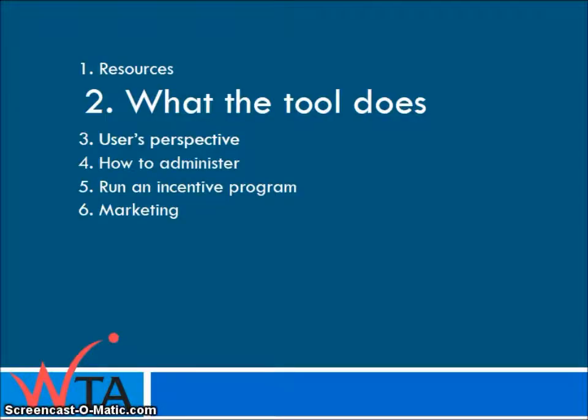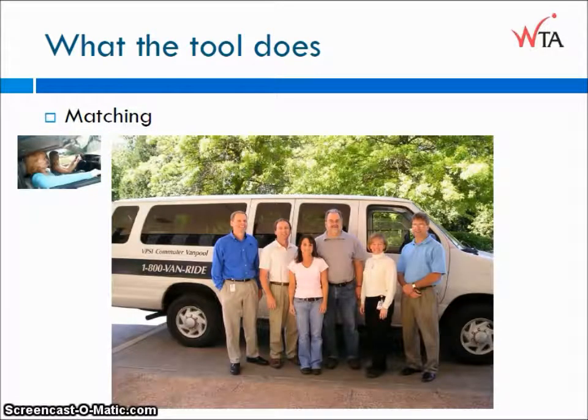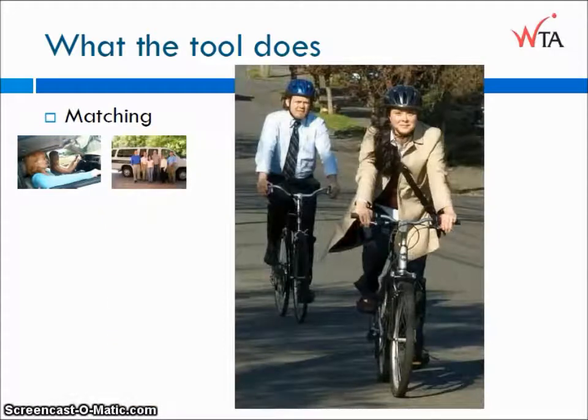So now we're going to look at what the tool does. We're all familiar that the tool is a matching tool, and it does that great. You can use the tool to find carpool matches. You can also use the tool to find a van pool. Existing van pools can put their van pool into the Drive Less Connect tool if they have an empty seat in their van pool, and you can be matched with that van pool. You can also use it to find bike buddies, so if you're looking for someone that lives near you to bike to work or show you the best route, you can use the tool to find that.